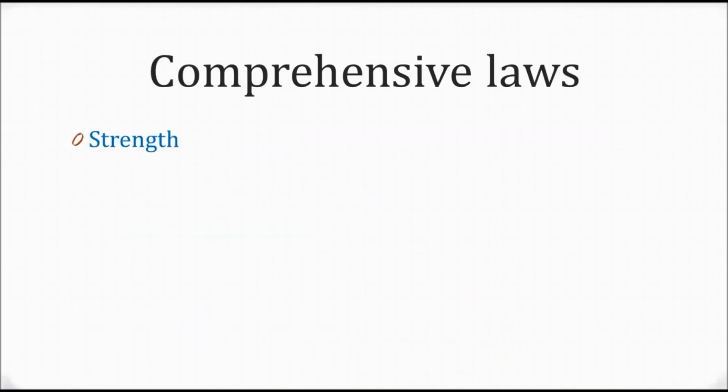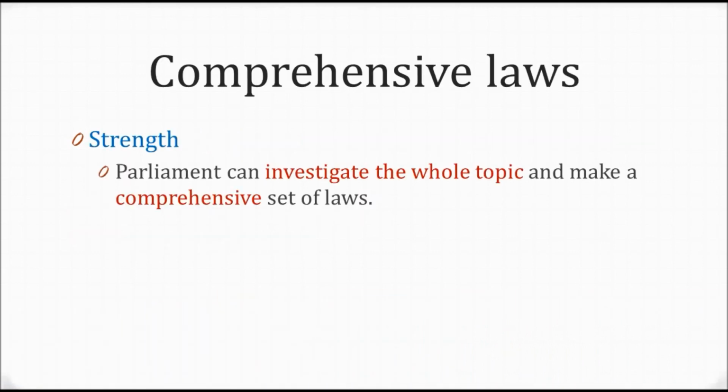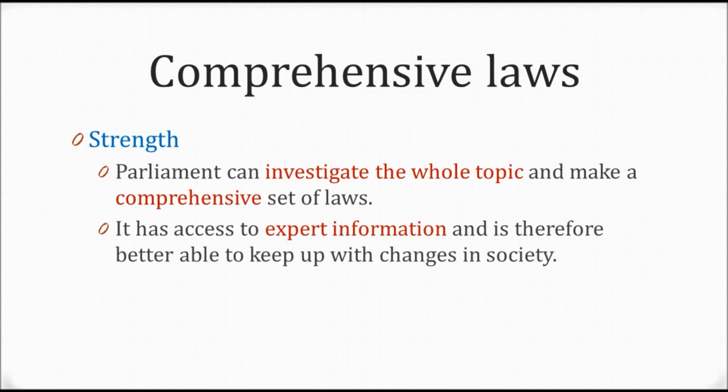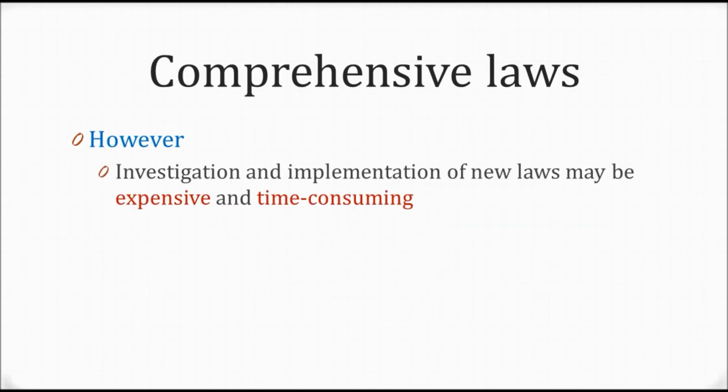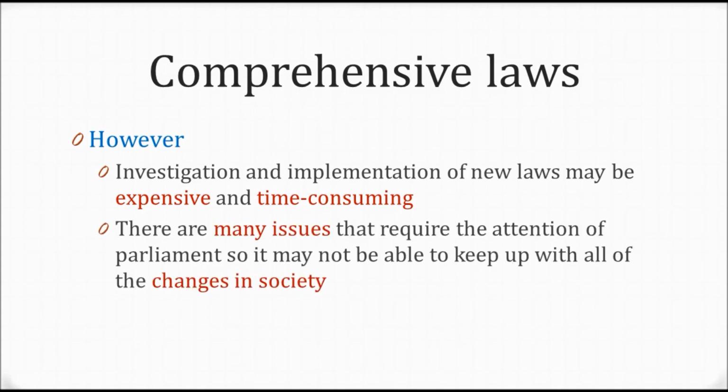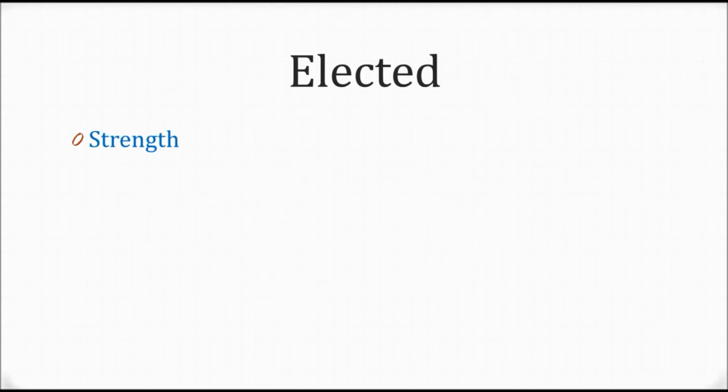So first key strength for Parliament is that it's able to make comprehensive laws. Parliament's able to investigate the whole topic and able to make a comprehensive set of laws. It has access to expert information and is therefore better able to keep up with changes in society. However, investigation and implementation of new laws can be expensive and time-consuming, and there are many issues that require the attention of Parliament, so it may not be able to keep up with all of the changes in society that are needed.